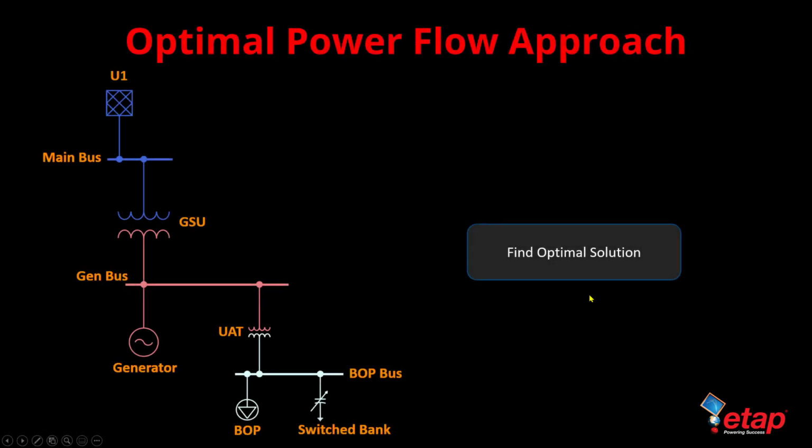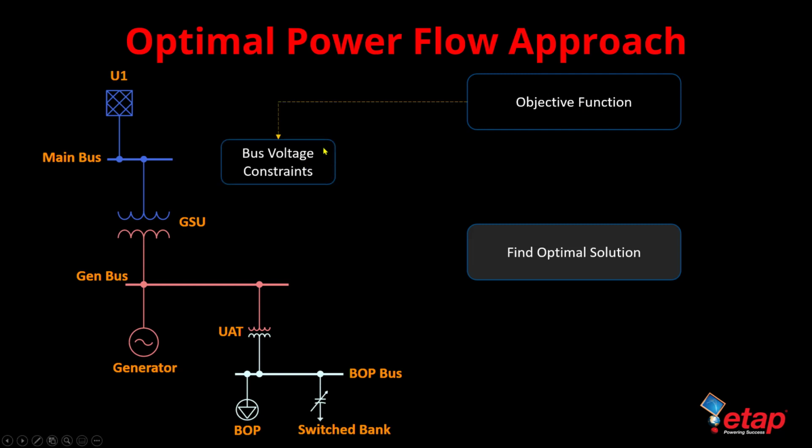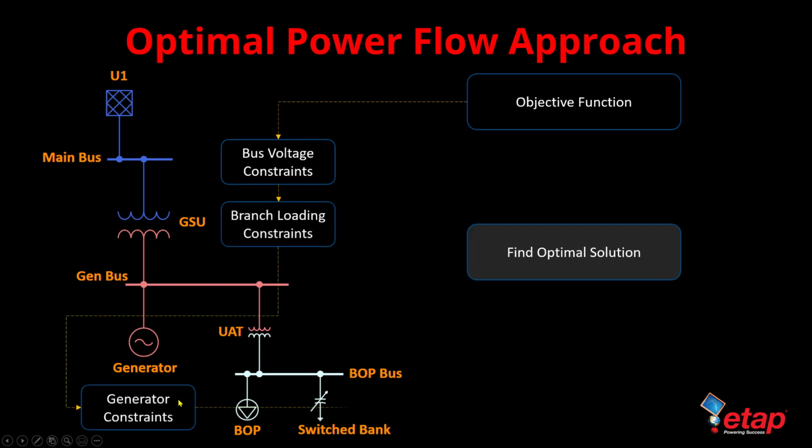The optimal power flow approach, therefore, allows us to define an objective function, apply bus voltage constraints, apply branch loading constraints, apply generator constraints, switching constraints, and therefore we can find our optimal solution in one shot in a direct manner.